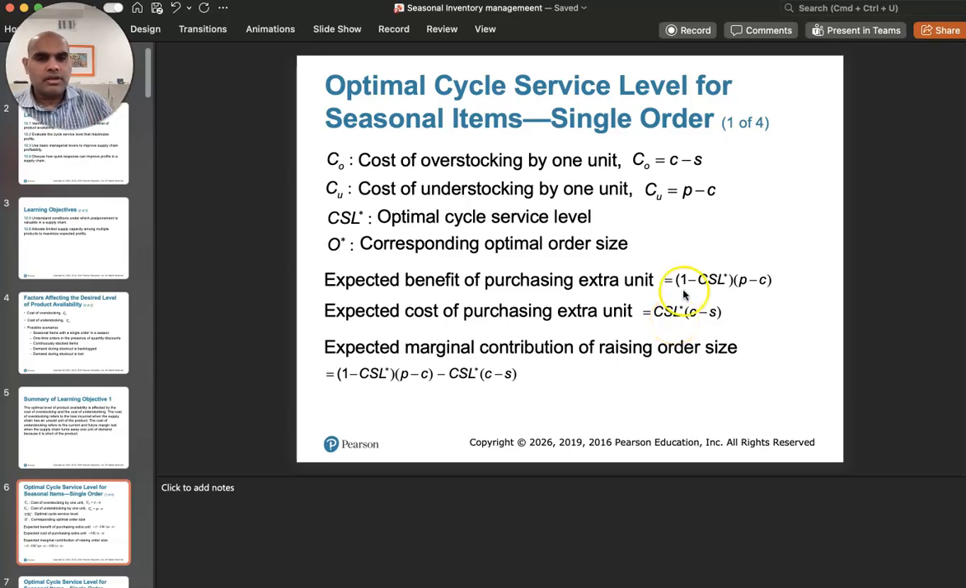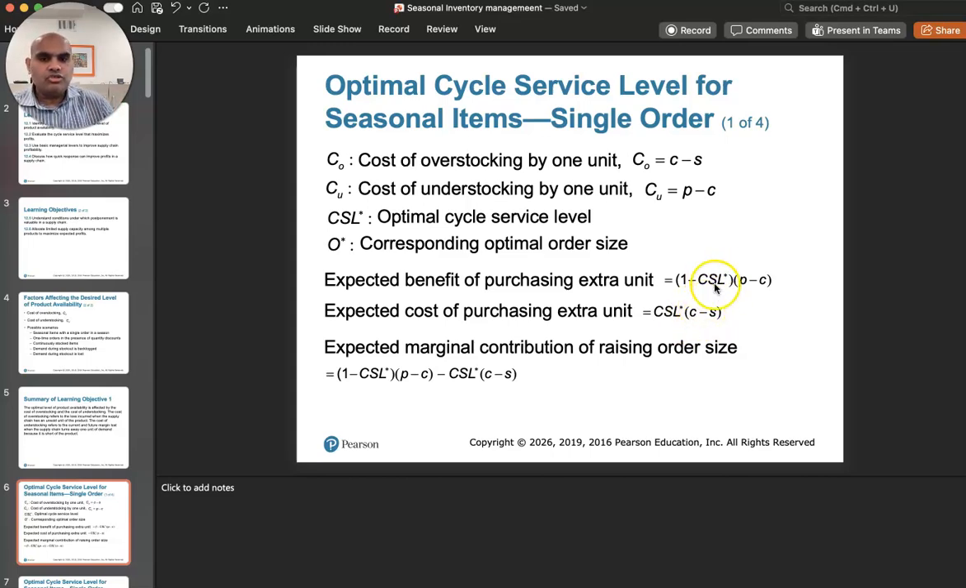That's a cycle service level. So 1 minus CSL is the probability that you will not have the item available. This is the probability that you will not have an item available times the cost of not having the item available. This is the probability that the item will be available times the cost of having an extra item left over at the end of the season.